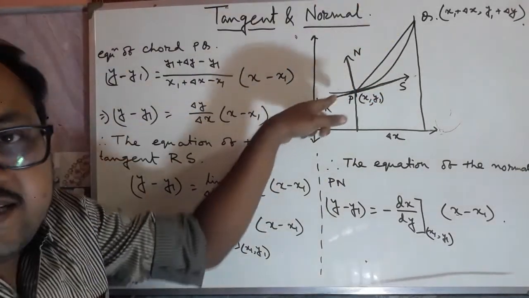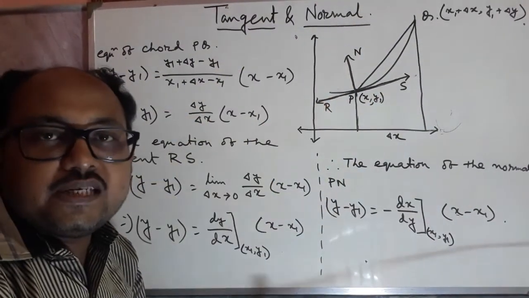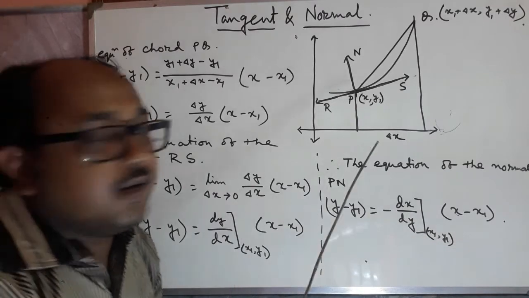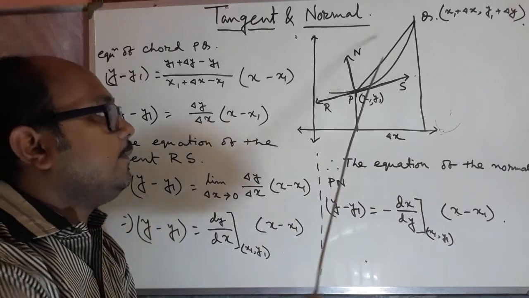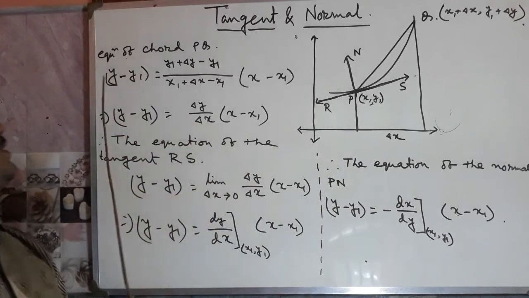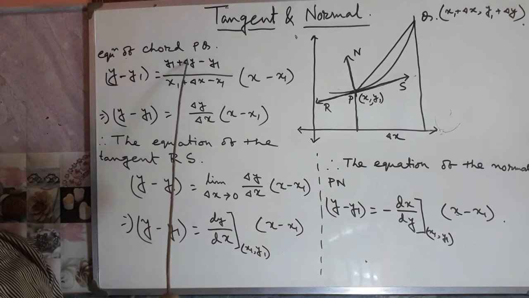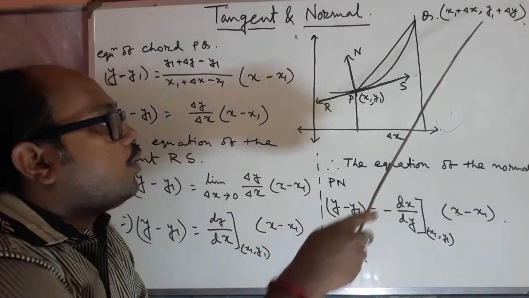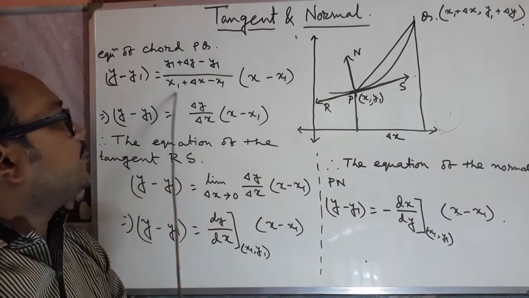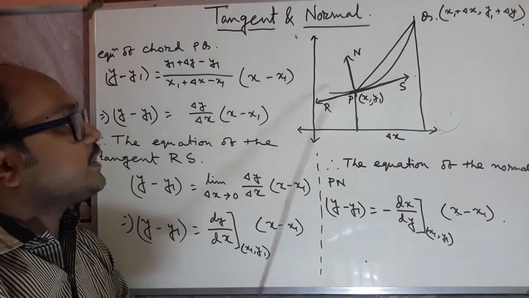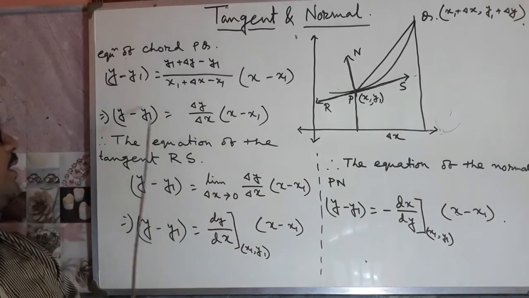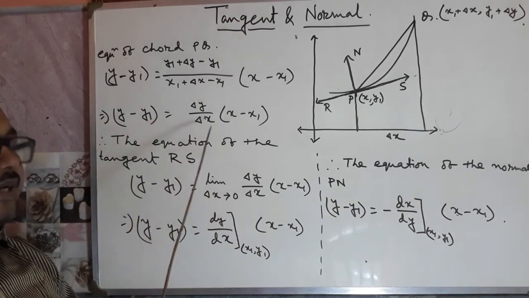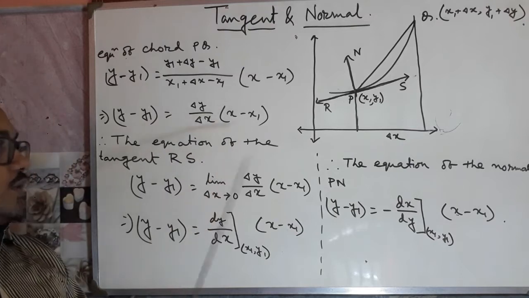As it is a straight line, we know y minus y1 is equal to m into x minus x1, from the equation of a straight line. Y minus y1 is equal to m, the slope of this chord. How to find the slope? Difference of ordinates by difference of abscissas, into x minus x1. So we got y minus y1 is equal to delta y by delta x into x minus x1.